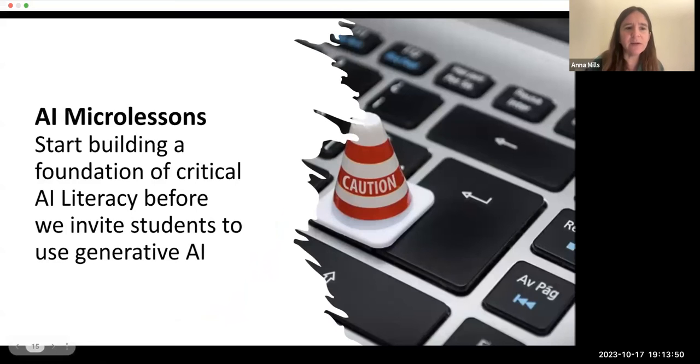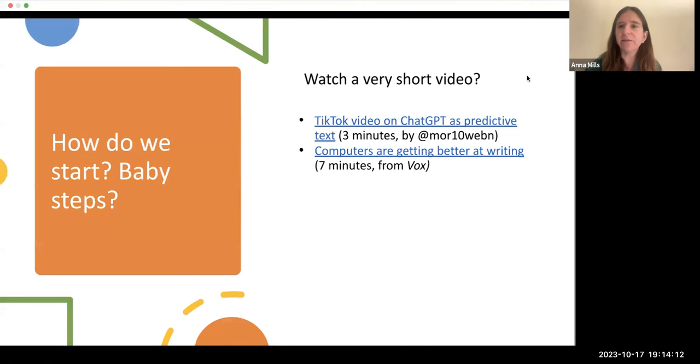So the idea of a micro lesson, I think, is partly that we can't make every class an AI class without abandoning everything else we're teaching, right? And I don't think we should. So let's think about ways that are manageable, accessible for instructors as well as for students, that are baby steps. And I think that there are some really brief and engaging ways to do this.